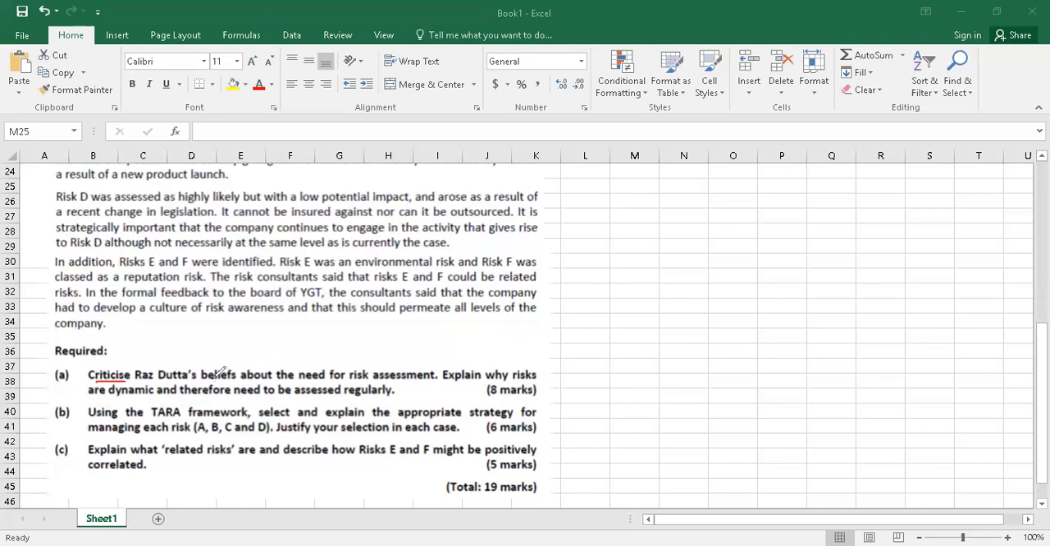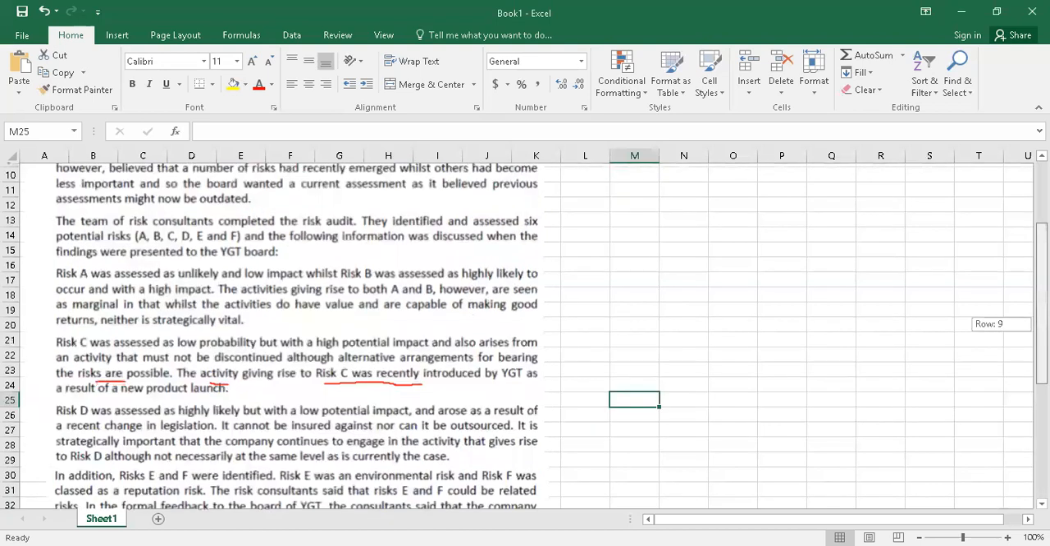Criticize her beliefs about the need for risk assessment. So it's in a generic sense. We need to talk about it. After that, explain why risks are dynamic and therefore need to be assessed regularly. That's the second part of it. She is definitely wrong. That's why we are asked to criticize. So let's start with that.